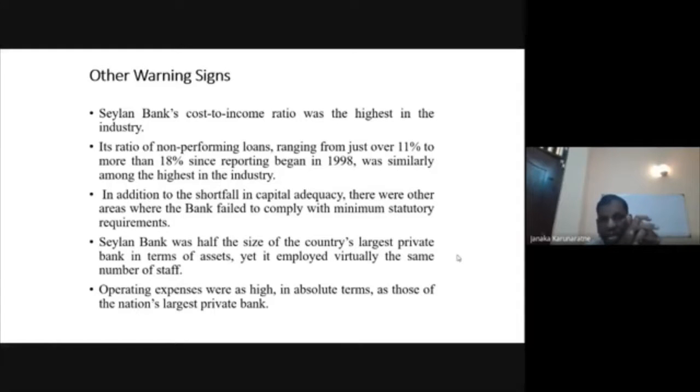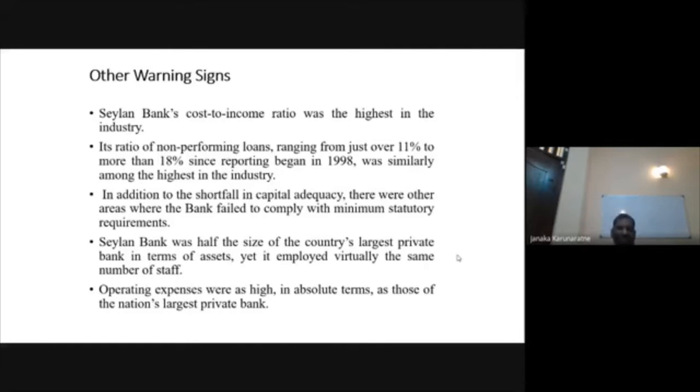Ceylon Bank was half the size of the country's largest private banks in terms of assets, yet it employed virtually the same number of staff. So what does it mean? At that time, it was half the size of the largest private bank. Say the largest private bank had 100 billion in assets, Ceylon had only 50 billion. But both banks have the same number of employees. So what does it mean? Inefficient use of resources and high operational costs. So when the largest bank had, let's say, 1,000 employees, Ceylon Bank, half its size, also has 1,000 employees.